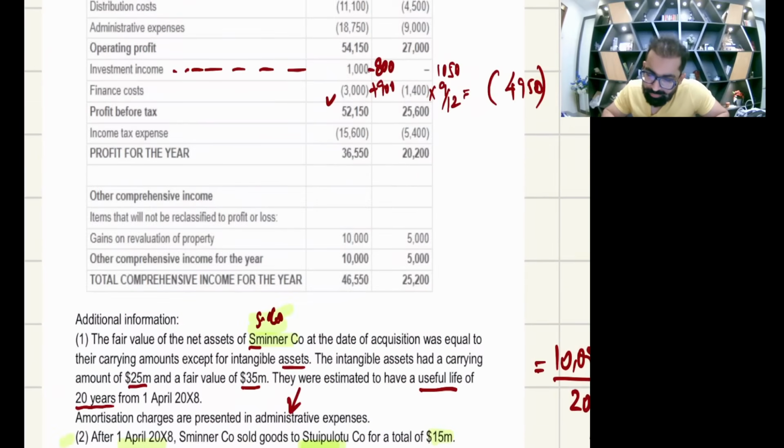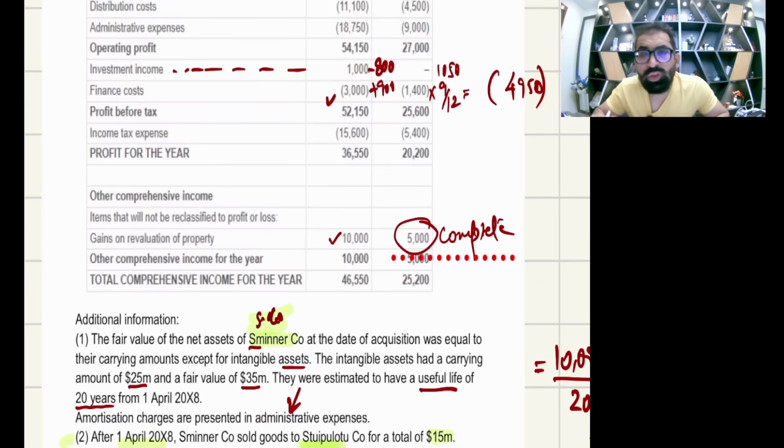Listen, this is the gain on revaluation for P company. It always goes complete, and this 5000 will also go complete. Why? As a student you may ask, sir, why are we not doing 9 upon 12?